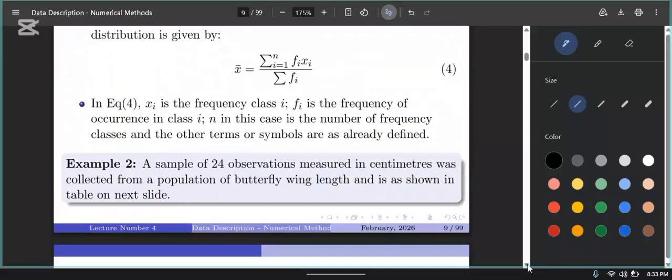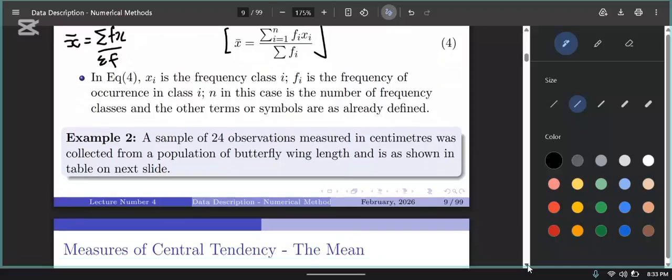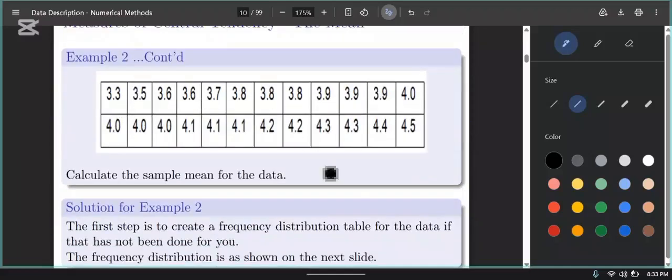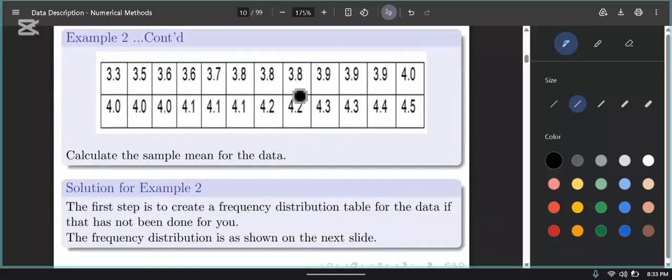But then if the data is grouped, this is where we use this formula. I said we could simplify it: mean, or x bar, is the summation of f times x over the summation of f. For this one, we needed to come up with a frequency table, which shows how frequent these numbers are, which ones were recorded the most. Here we find that 4.0 was recorded 4 times.